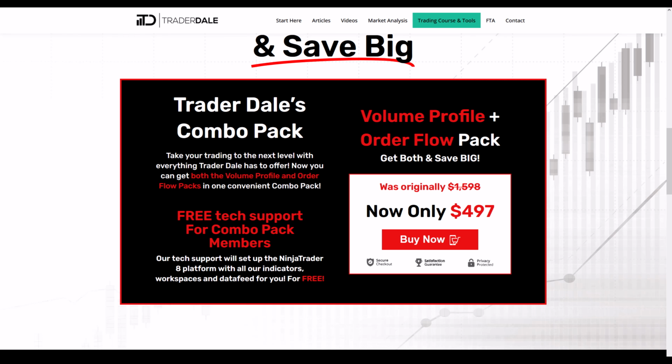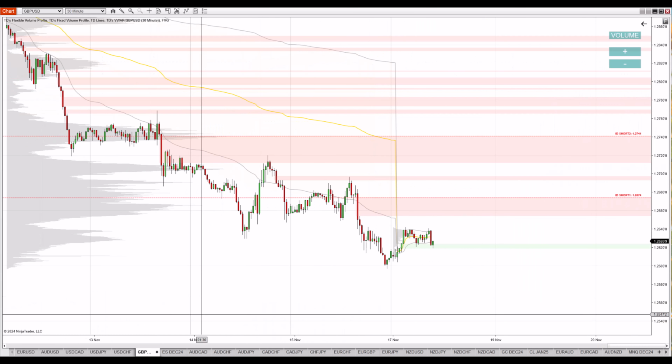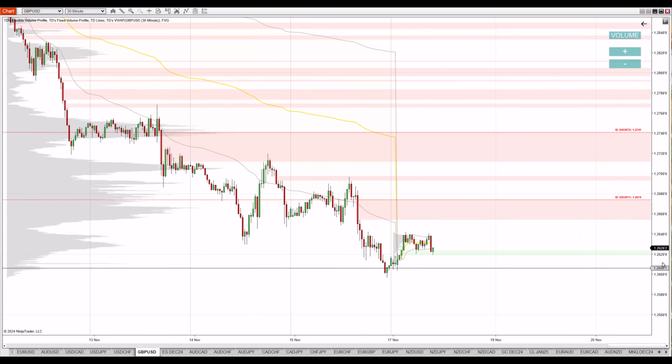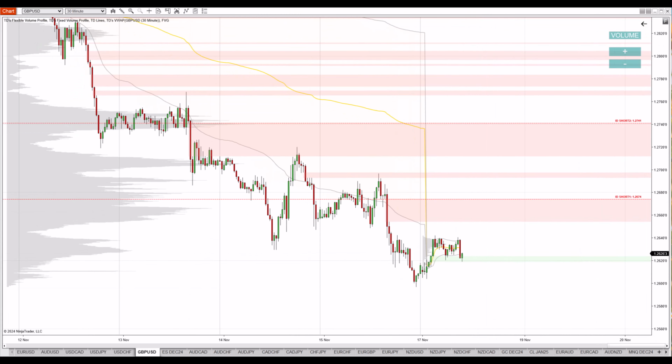Let's now go back to the charts and talk about the British pound US dollar. So this is the British pound US dollar. What we have here is a nice downtrend. That means that I'm looking for short trades only. The closest short level which I have here is this one at 1.2674.